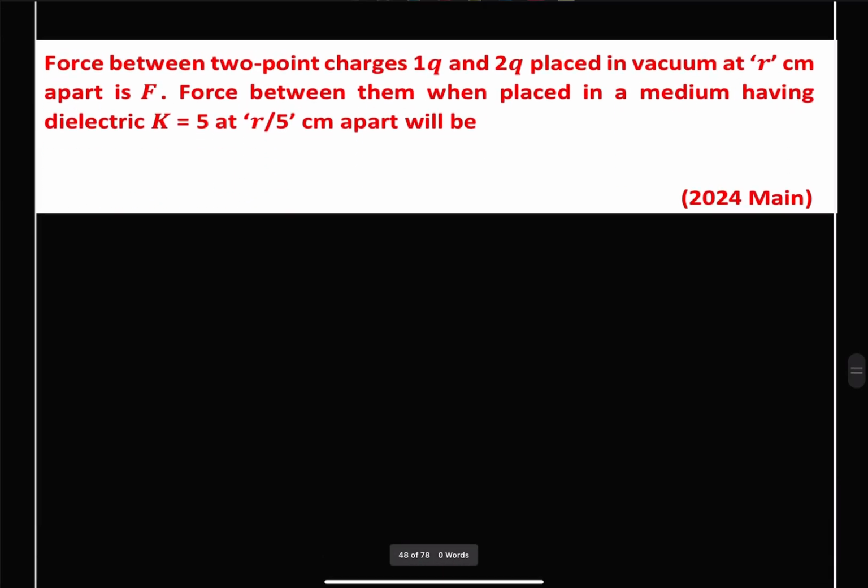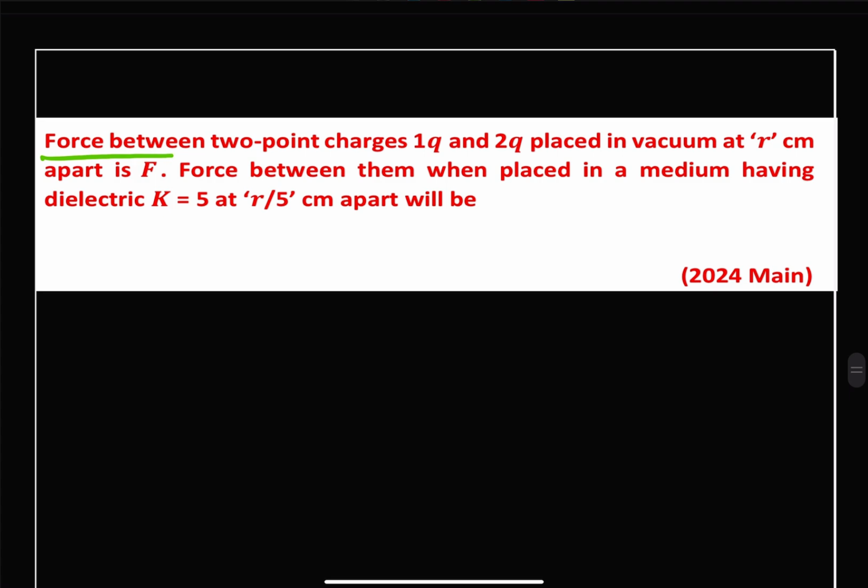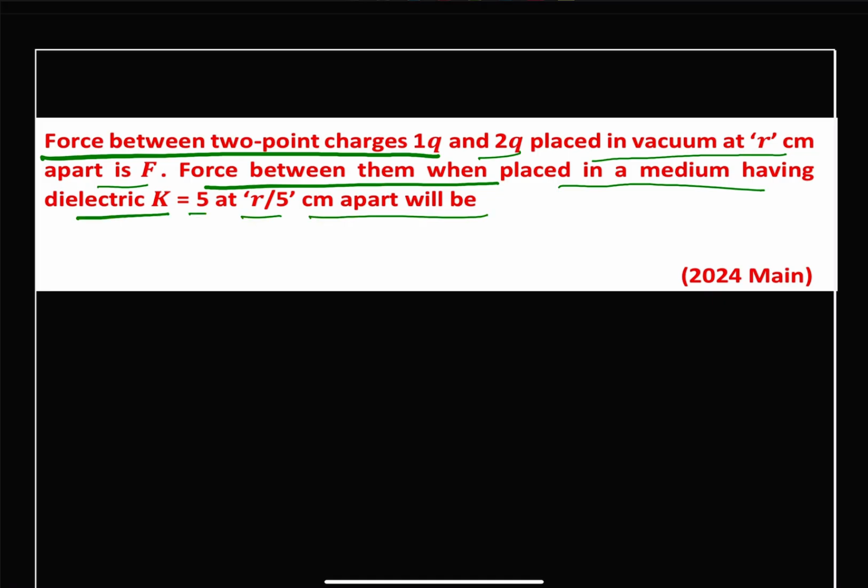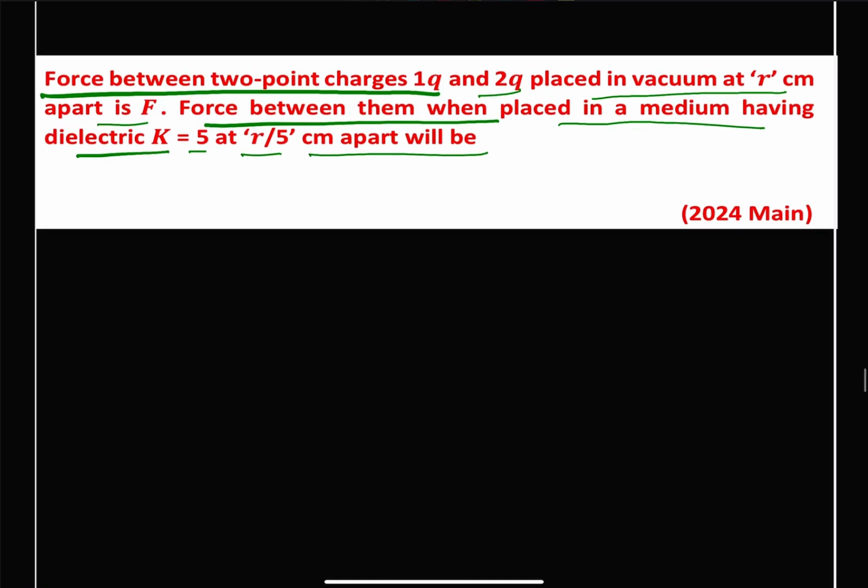We are given that force between 2 point charges Q and 2Q placed in vacuum at R centimeter apart is F. Force between them when placed in a medium having a dielectric K as 5, R by 5 centimeter apart, will be. So we are given 2 charges and they are in vacuum. So we can say force in a vacuum, that is our F, is equal to K, charges are Q multiplied by 2Q divided by R square.